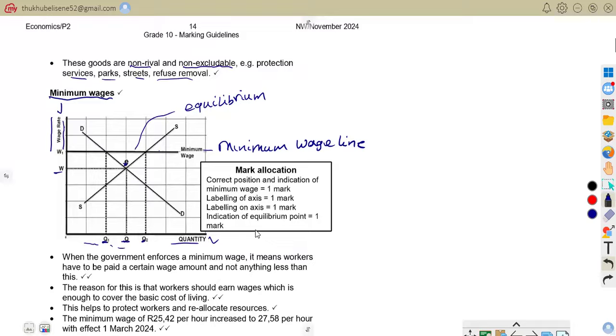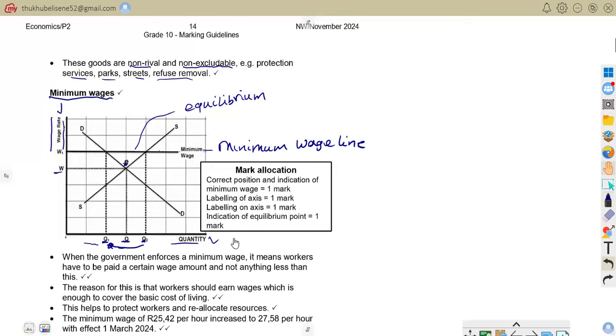So the difference between Q2 and Q1 shows unemployment, because there are more people wanting jobs than jobs available. Hope we are together on this explanation of the minimum wage graph.